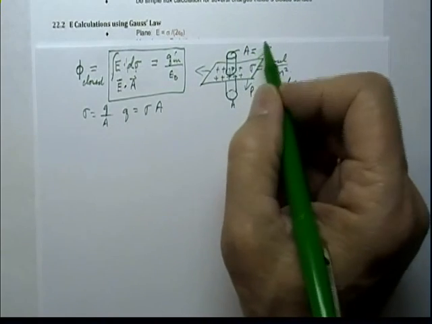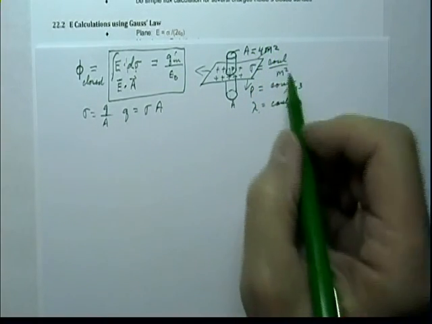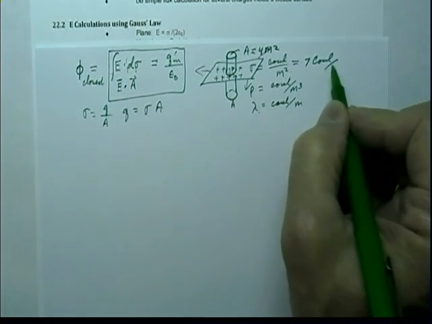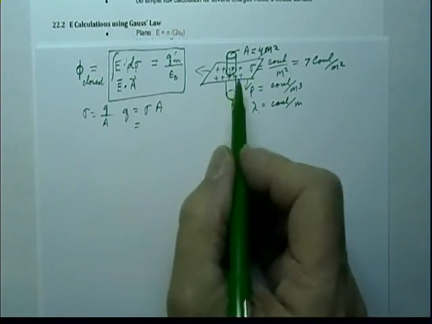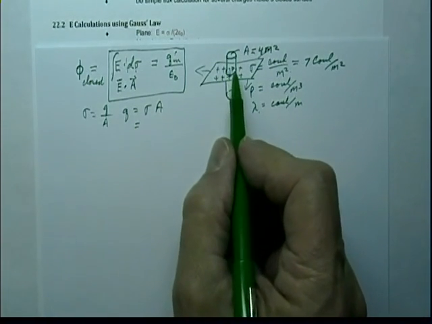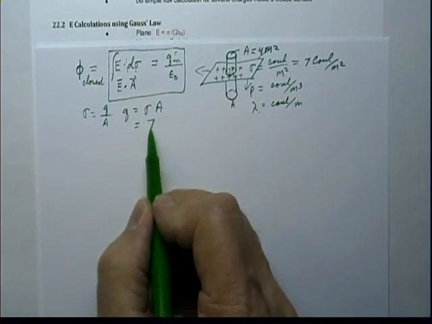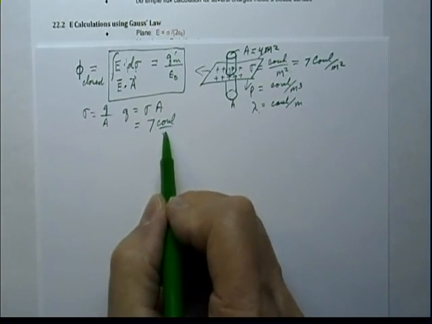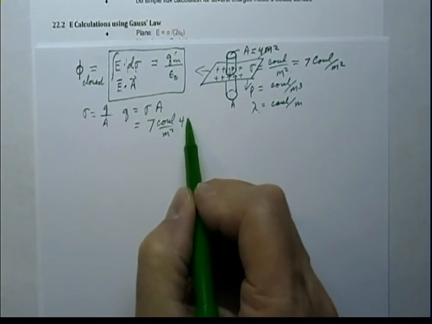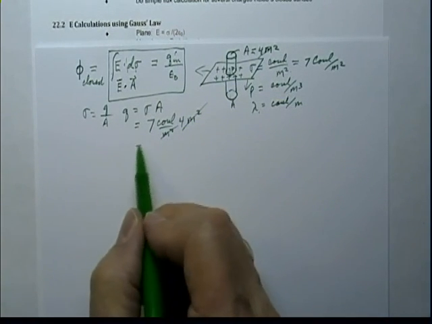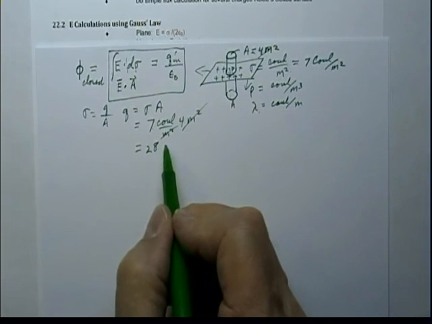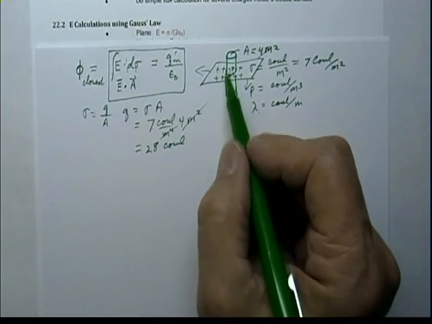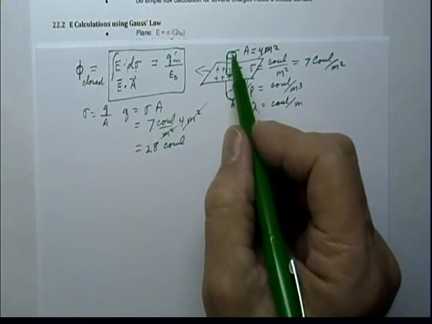So for example, your area might be 4 square meters, and your coulombs per square meter might be 7 coulombs per meter squared. In that case, the charge trapped inside the can would be your sigma, 7 coulombs per square meter, times your area of 4 square meters. The area will cancel. 4 times 7 is 28 coulombs. Well, that is the charge that's inside the surface that's bounded by the cylinder with a top and a bottom.